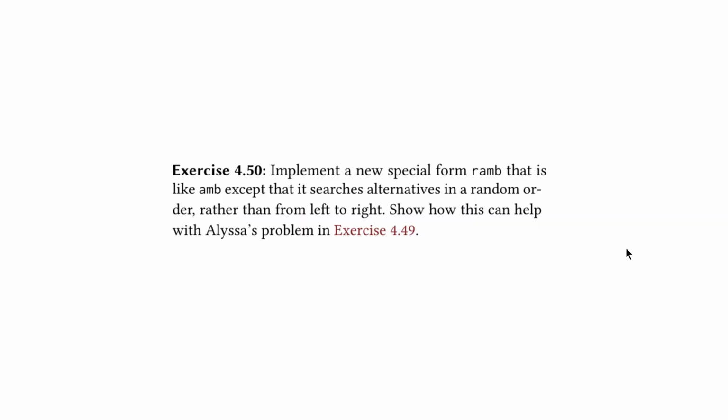And this brings us to our last exercise of the pre-recording, exercise 4.50, which reads, implement a new special form ramb that is like AMB, except that it searches alternatives in a random order rather than from left to right. Show how this can help with Alyssa's problem in exercise 4.49. So we're not going to do the last part. We're just going to look at what we would need to do in order to set up this new special form ramb, which is very similar to AMB. It's just randomizing the order in which we go through things.